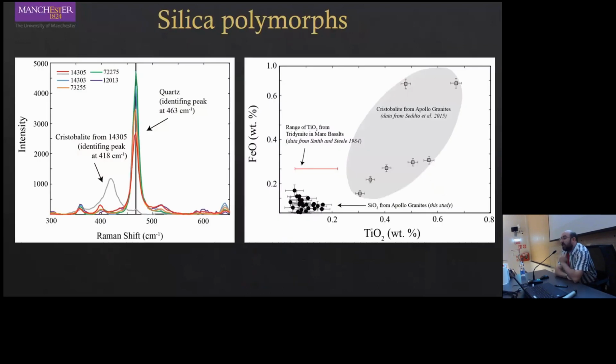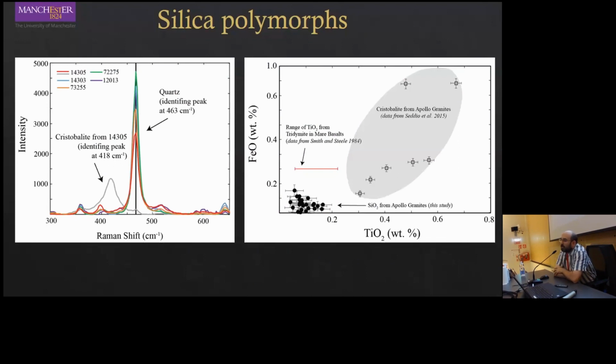So in order to try and figure this out, we went to a Raman, which is very good at distinguishing quite easily between different polymorphs. Out of all the SiO2s that we looked at, we only found one cristobalite from this Apollo 14 sample, but for the most part, everything is quartz. However, this is where things continue to get more complicated. That doesn't necessarily mean to say that these things crystallized as quartz.